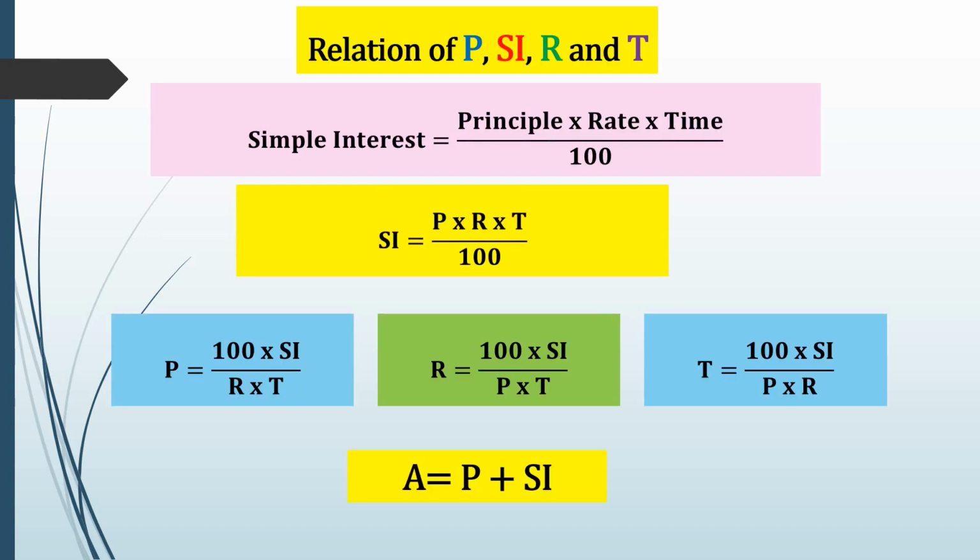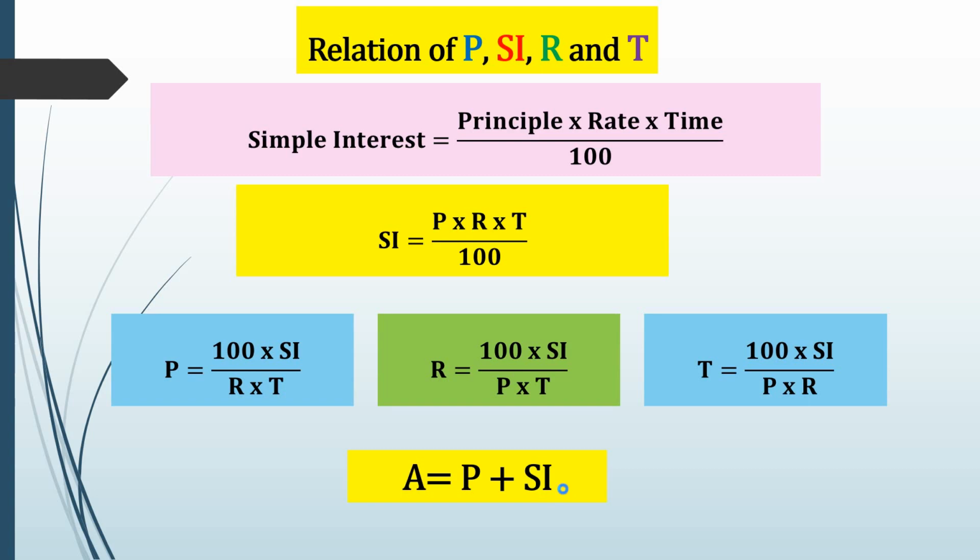Before we start today's class, let us see some important relations which we are going to use. That is, SI is equal to P into R into T over 100. P equals 100 into SI divided by R into T. Rate is equal to 100 into SI divided by P into T. Time is equal to 100 into SI divided by P into R. And finally, amount is equal to principal plus simple interest. We are going to use these relations to solve today's questions.